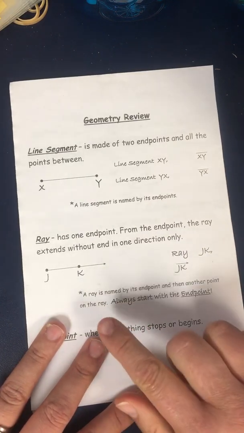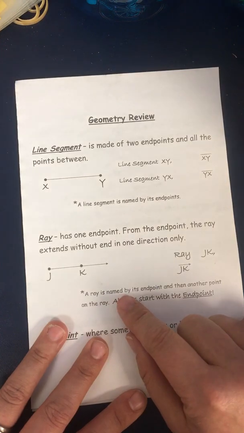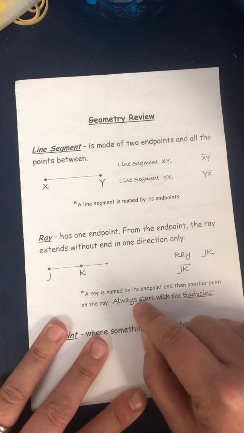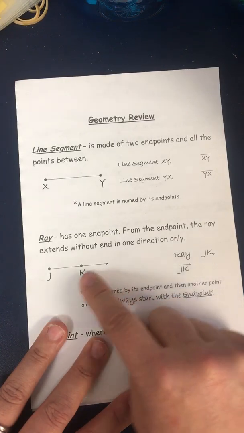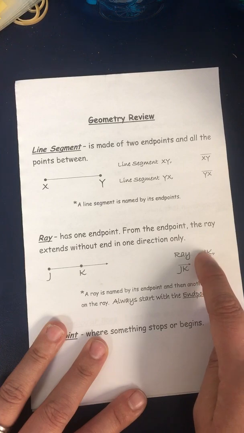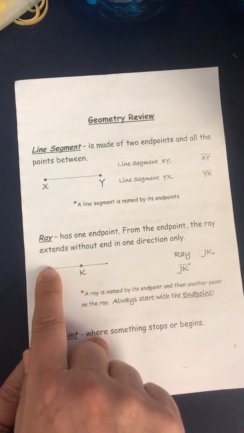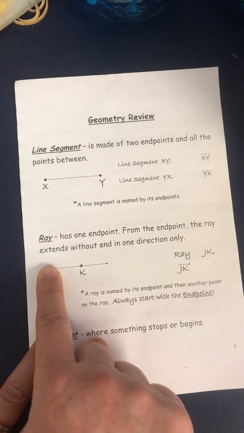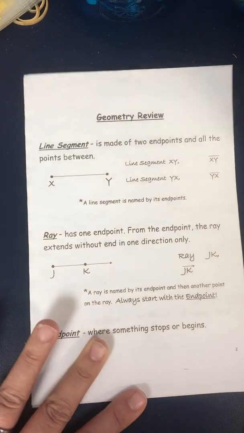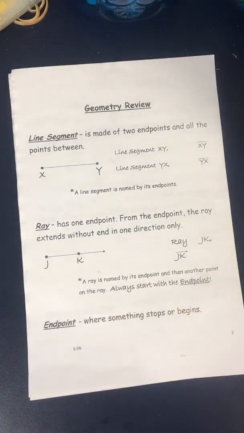Here's the tricky thing about a ray. It is important the way that you put your letters. A ray is named by its end point and then another point on the ray. Always start with the end point. So here is the end point of my ray. So when I label it, it's always going to start with J and then any other letter. That way you know where the end point starts, and in what direction you're going according to where that letter is. So once again, go back, read these notes, and look at them.